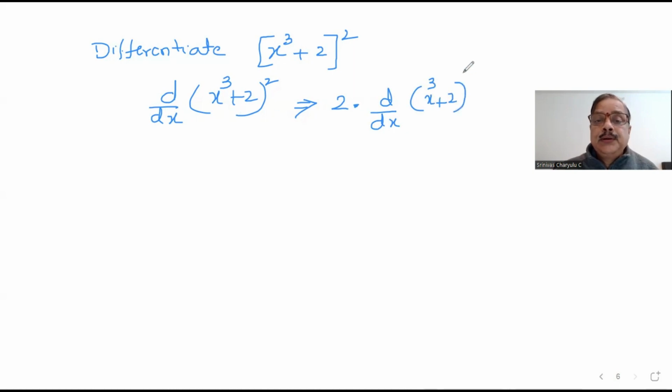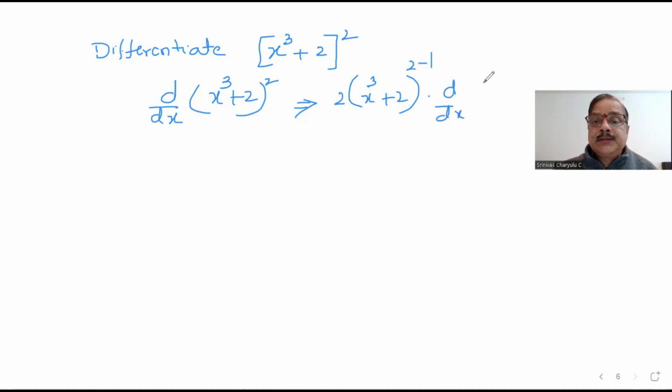Here, some mistake happened. Let me redo it. d by dx of x cube plus 2 whole square: the answer is 2 into x cube plus 2 whole to the power of 2 minus 1, like for power, we do it the same way. Then d by dx of x cube plus 2.